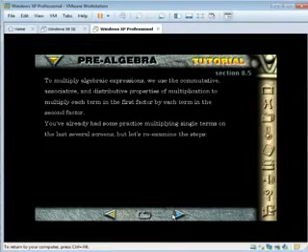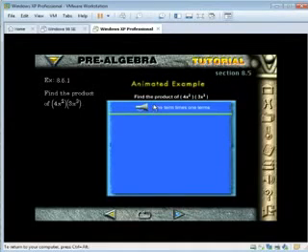To multiply algebraic expressions, we use the commutative, associative, and distributive properties of multiplication to multiply each term in the first factor by each term in the second factor. You've already had some practice multiplying single terms on the last several screens, but let's re-examine these steps. Example 8.5.1. Find the product of 4x squared times 3x cubed.